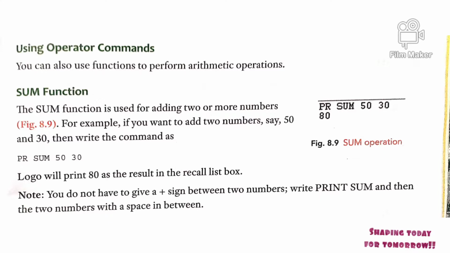Now there is a note, you do not have to give an addition sign between two numbers. Write print sum and then the two numbers with a space in between. So students, what you have to do, you do not have to give an addition sign here, okay. You just have to write SUM, and then after that with a space in between you can write two numbers, and it will add these two numbers automatically without any plus sign, okay.